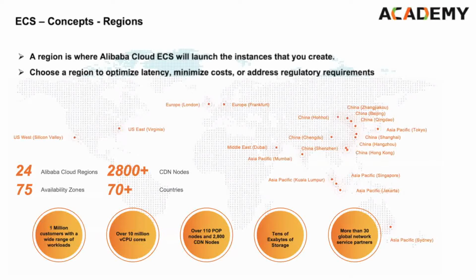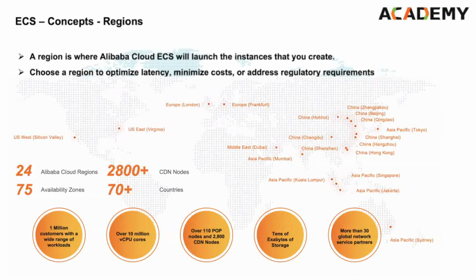The region is where the Alibaba Cloud ECS instances are created, and we choose the region to optimize latency, minimize cost, or address regulatory requirements. For example, if we are located in the East Asian region, we can prefer a server from Kuala Lumpur, Singapore, Jakarta, or even Manila, but you don't need to go for a server in Europe or the US. So you can choose the nearest instances, which can provide your customers with the right amount of service.